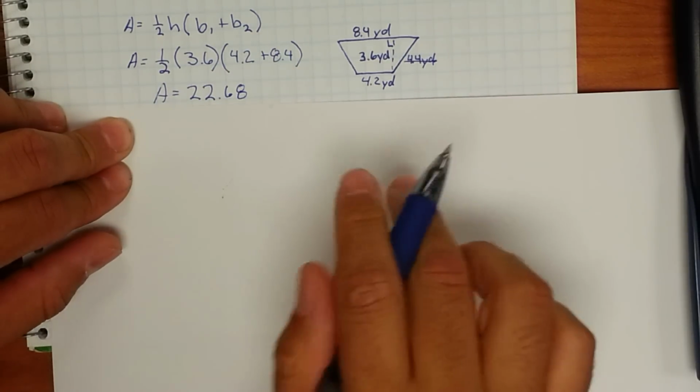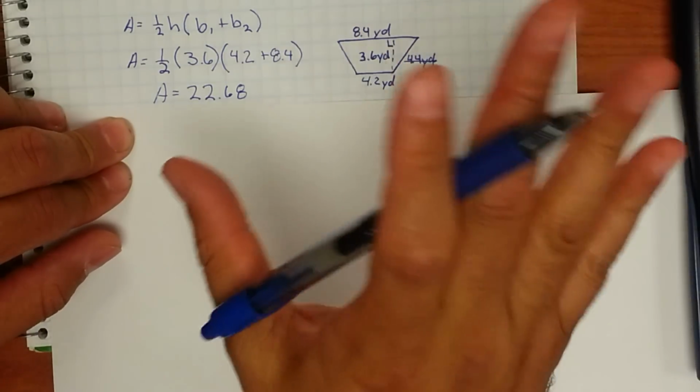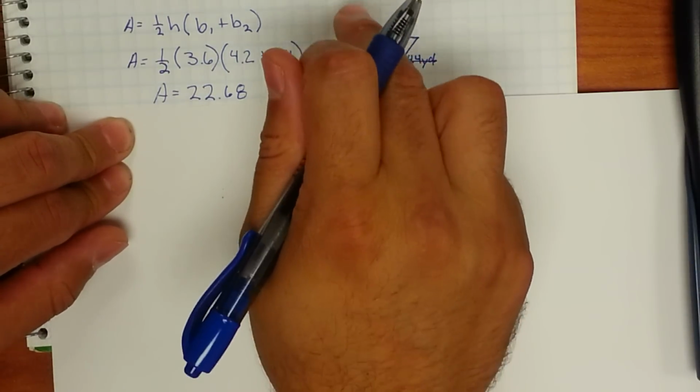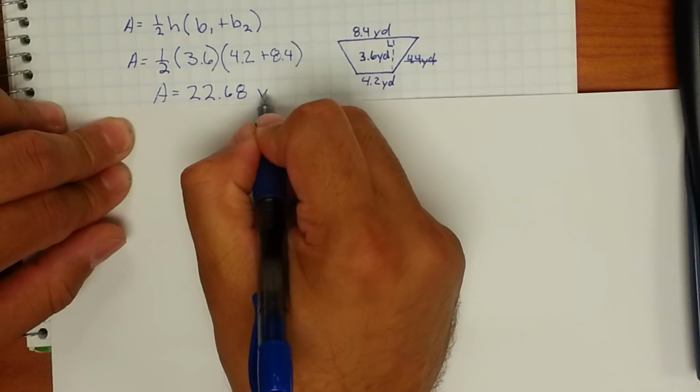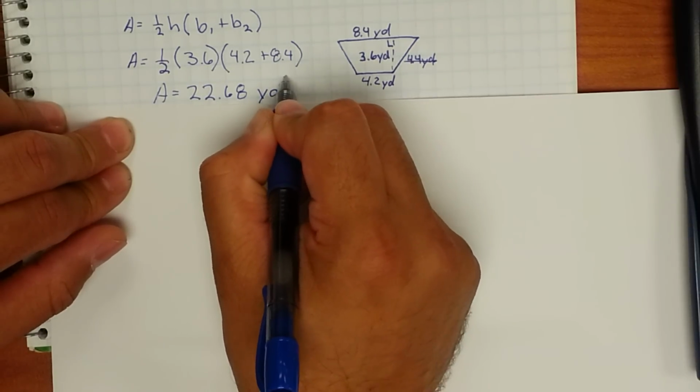So it's 22.68, and all my units are the same. So I should have pointed out earlier that you need to make sure to check that they are the same. So this is yards squared.